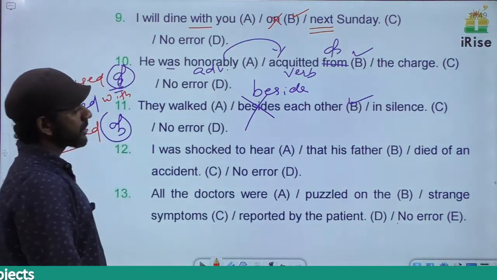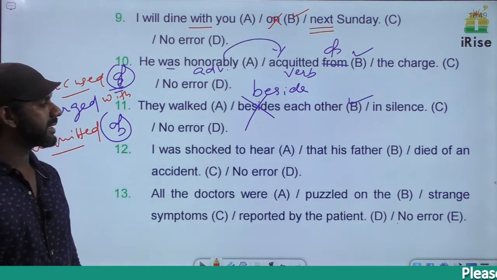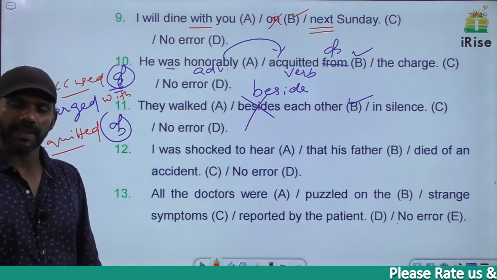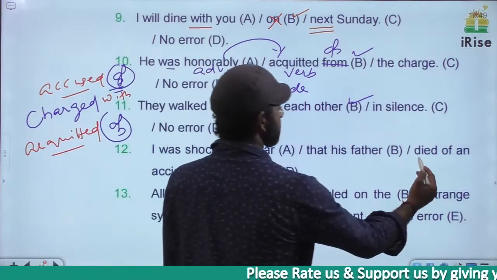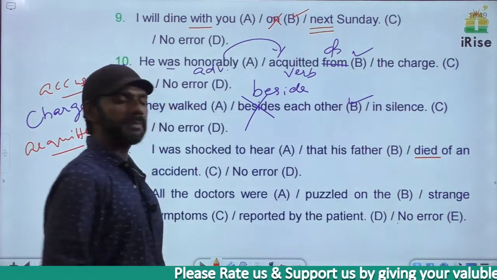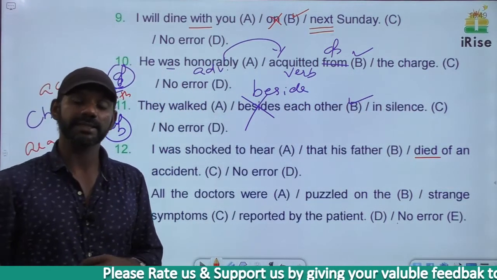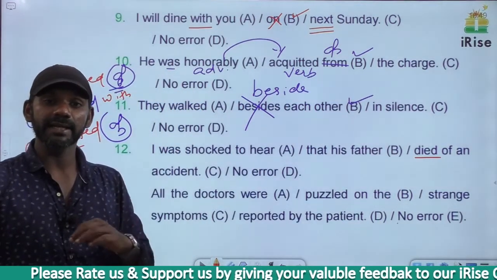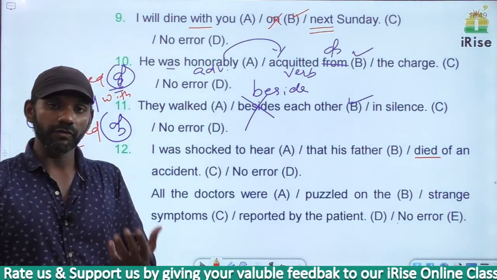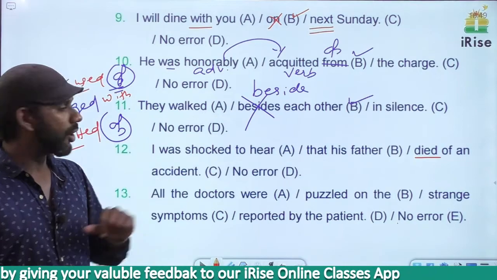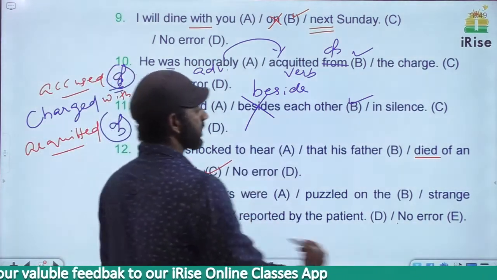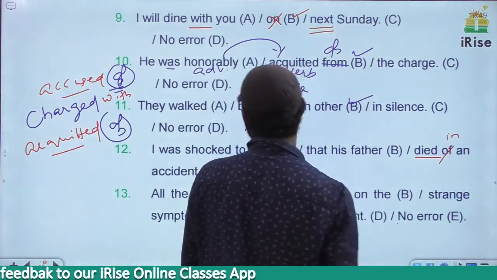I was shocked to hear that his father died of an accident. We have discussed it. People die of a disease. People die in an accident. It is die of a disease, die in an accident. People don't die of an accident. That is the error. It must be in an accident.